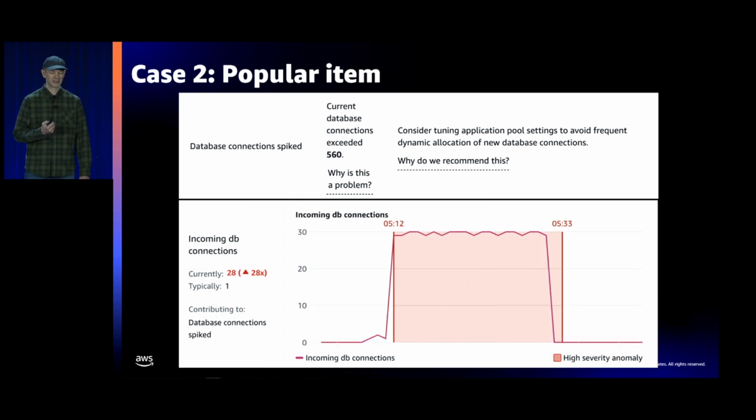And then the graph for incoming connections, which shows a static, constant stream of incoming connections, confirms the theory that it's really connection pool issues that need to be taken care of. Right now, we support several contextual anomalies, database connections being one of them, but there are also contextual anomalies for CPU oversubscription, memory pressure, and others.